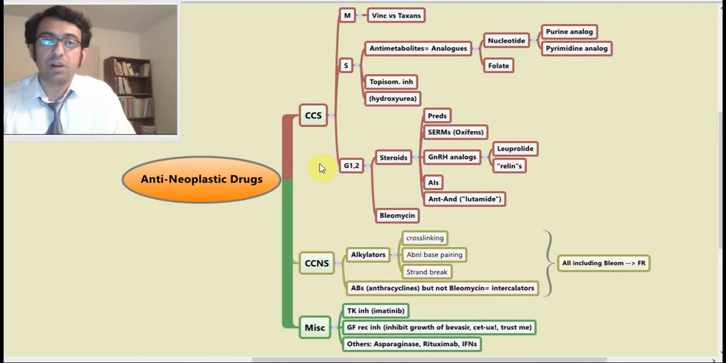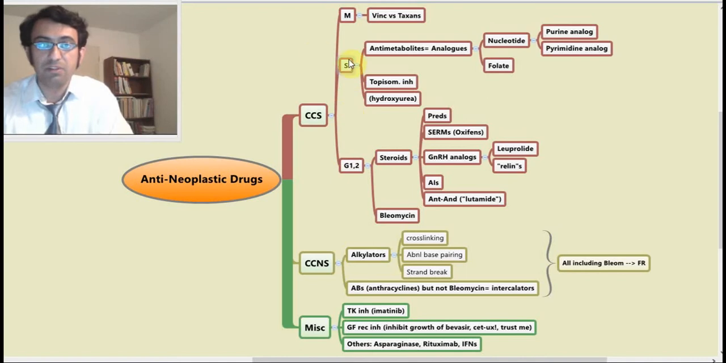The cell cycle specific drugs can be divided into three major categories. They include mitotic inhibitors, synthesis phase inhibitors, and G1 and G2 inhibitors. The mitosis inhibitors include microtubule inhibitors, either vinca alkaloids or taxane type drugs. The synthesis inhibitors include anti-metabolites, topoisomerase inhibitors, and based on some references, hydroxyurea is also an S-phase specific synthesis inhibitor. And finally, G1 and G2 inhibitors include the steroids, and then the only antibiotic that's not cell cycle non-specific and is a G1 and G2 inhibitor is bleomycin.